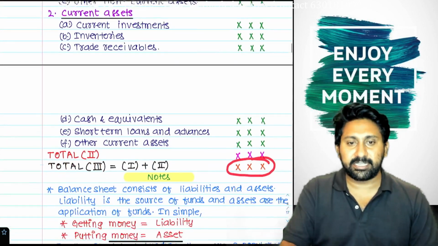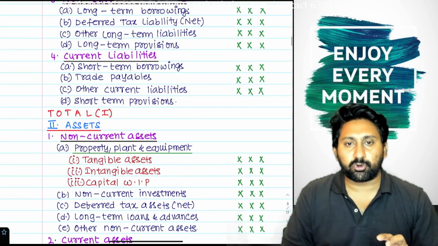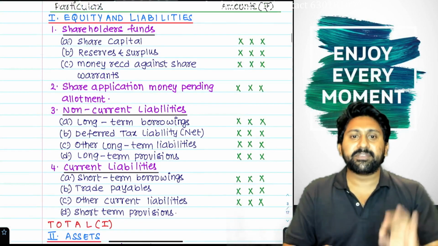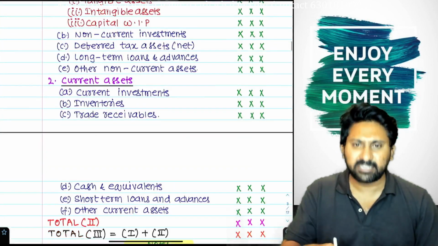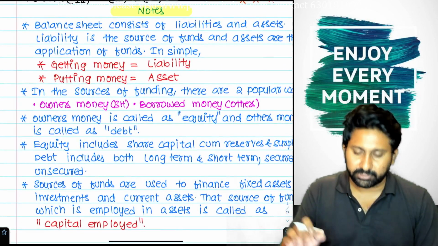So this is the balance sheet, total 1 and total 2. Two types of total we have taken. Hope everyone understood up to here. This is the primitive way of a balance sheet. The vertical balance sheet as per schedule 3. This is a schedule 3 balance sheet. Next, I have written some notes.